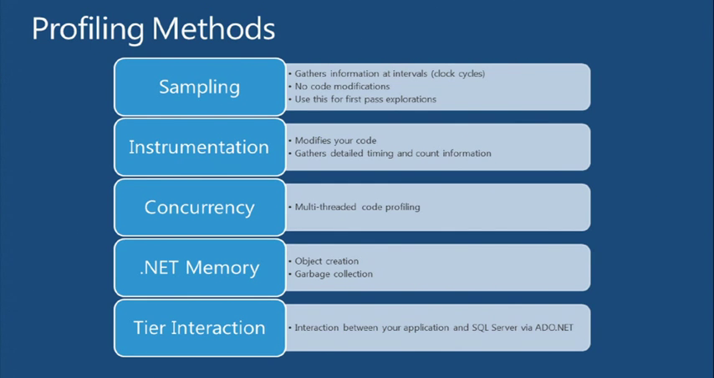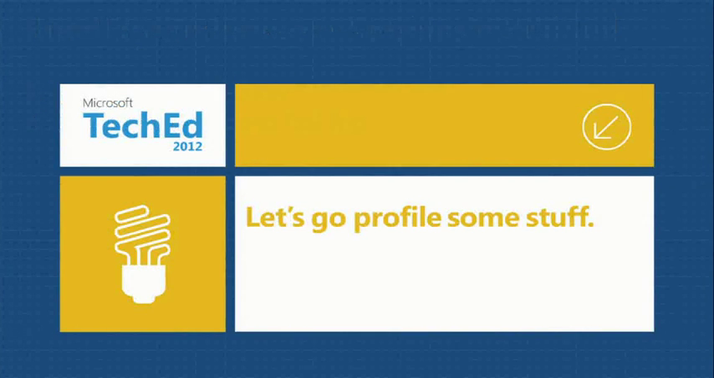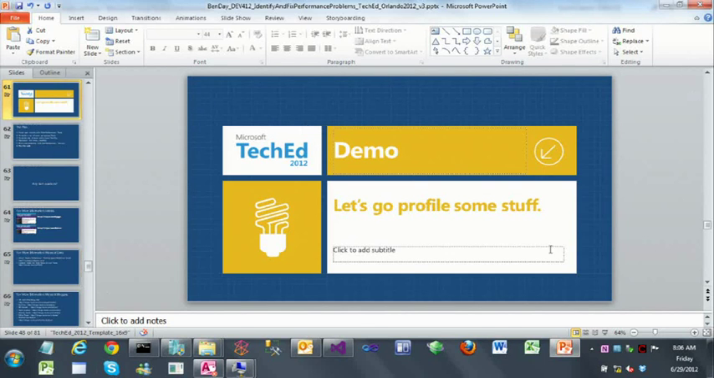Then you've got stuff for concurrency, so if you have a multi-threaded application, there are tools for that. There's stuff for profiling memory. And then finally, there's stuff for profiling how your app talks to SQL Server, and that's tier interaction. But I'm going to focus on sampling today. All right, I'm going to skip over that. Let's go profile some stuff.